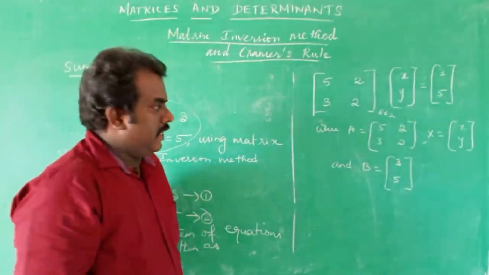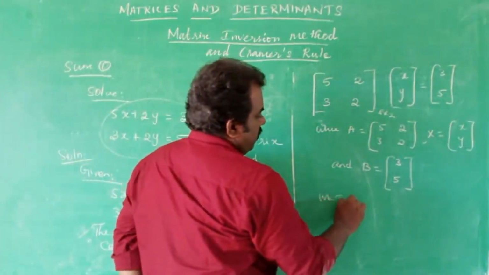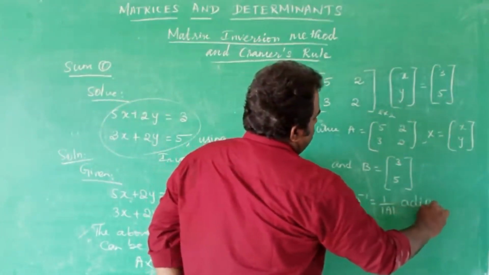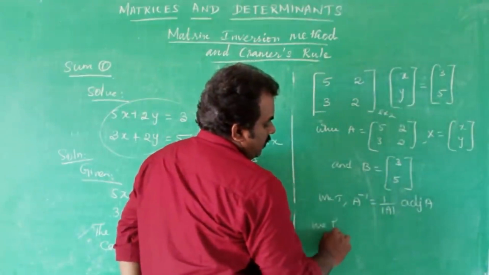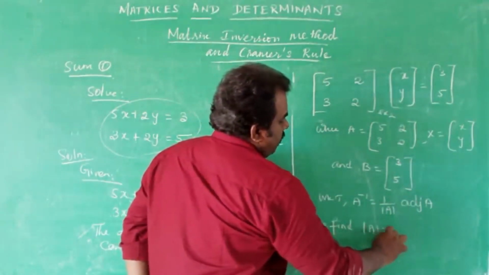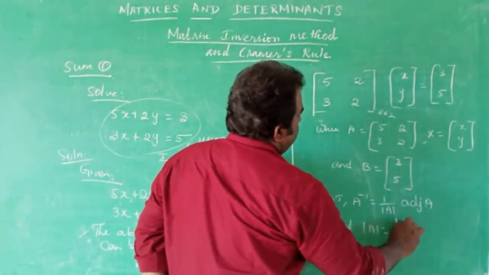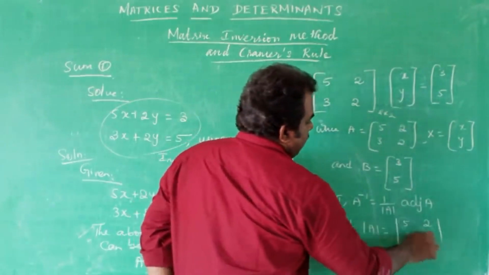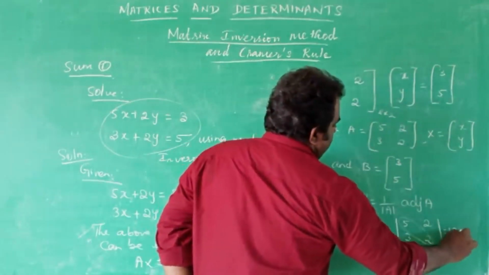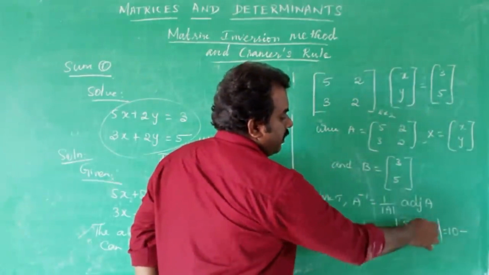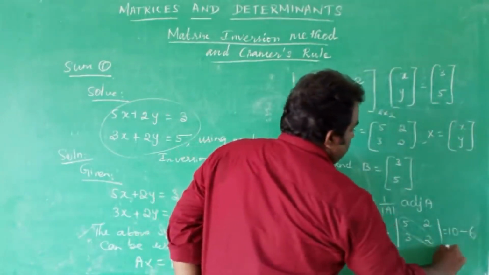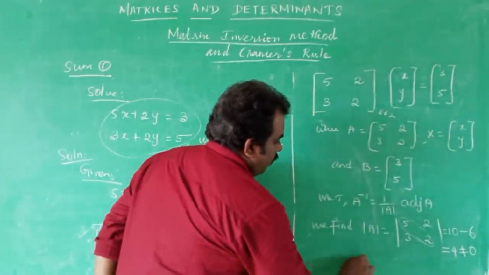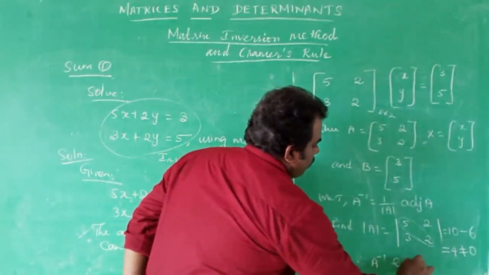So first we have to find A inverse. We know that A inverse is equal to 1 by determinant A into adjoint A. So we find the determinant of A. The determinant of A is equal to the determinant of 5, 2, 3, 2. So multiply the leading diagonal, that is 5 2s are 10. Apply the symbol minus, then multiply the remaining elements. The 3 2s are 6. The 10 minus 6 is equal to 4. It is not equal to 0. Therefore, A inverse exists.